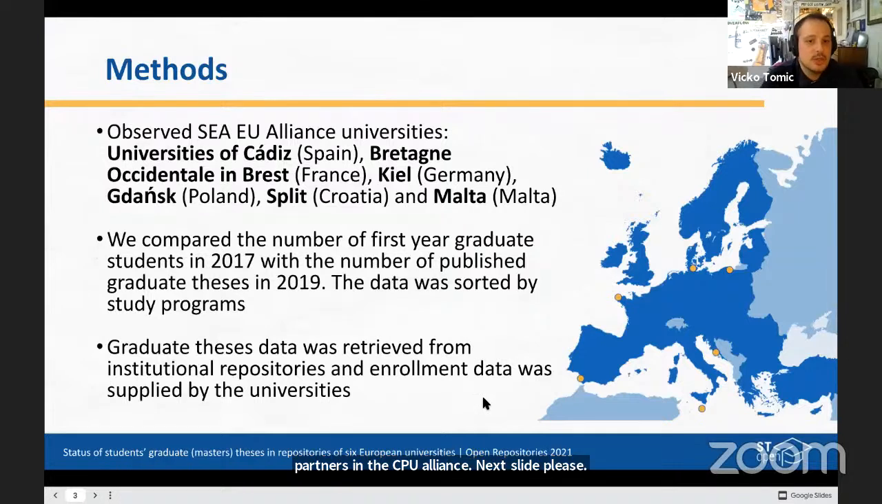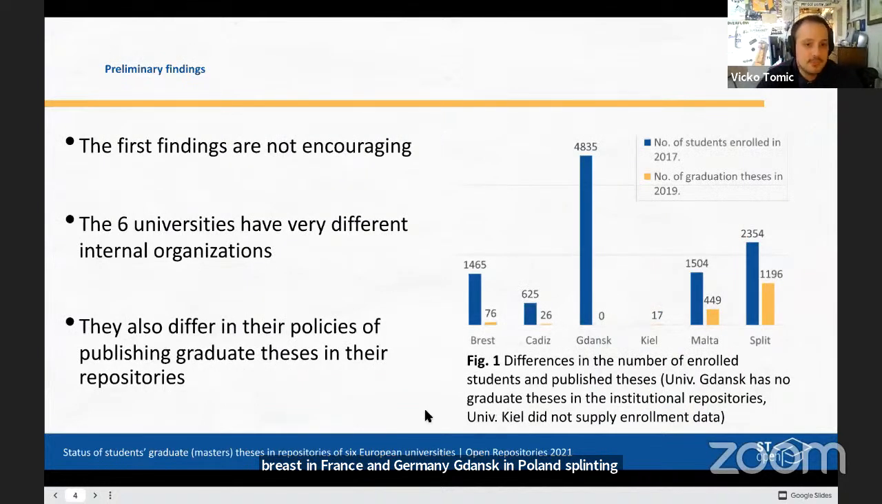This alliance includes University of Cadiz in Spain, Brest in France, Kiel in Germany, Gdansk in Poland, Split in Croatia, and University of Malta. The first findings are not encouraging due to the different internal organization and policies of each university. For example, in Croatia, it's mandatory to publish all theses in repositories, so we have a lot of them in Split, but in Poland it is not, so in Gdansk they do not publish them at all.